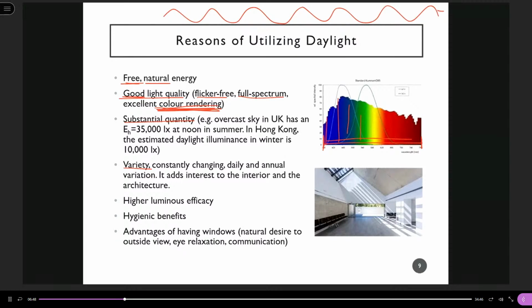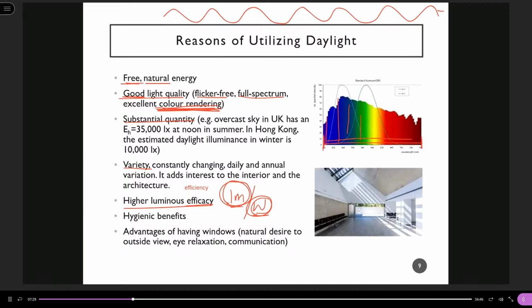High luminous efficacy. This is the lumen per watt. It's like an efficiency, but not exactly the same, because for efficiency, it's the power output divided by the power input. But for efficacy, the power output has a unit of lumen, which is not the same as the power input. So high luminous efficacy means daylight is very efficient: per unit watt of radiation, it will give out a high power output of light.